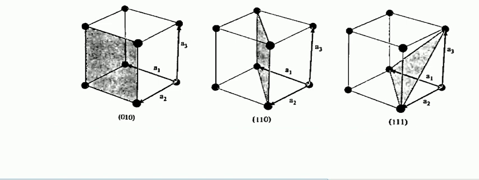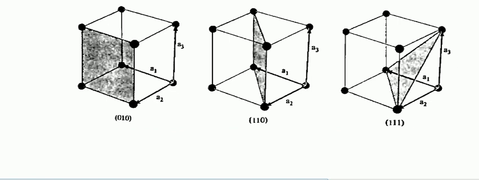Okay, so what was the technique behind Miller indices? The technique says that we find the intercept. Okay, what do you mean by intercept? So let us assume a coordinate system. You see the three axes.